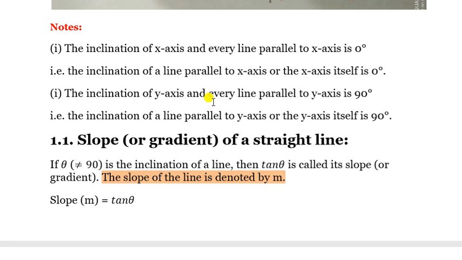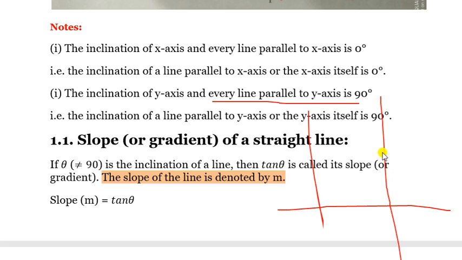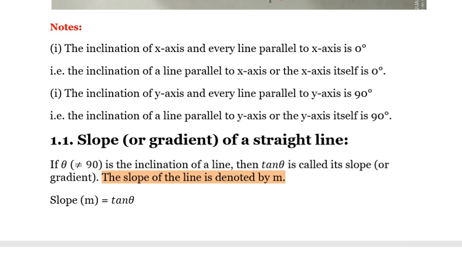Now I am going to explain for y-axis. It is written every line parallel to y-axis is 90 degree. Why? See, this is x-axis, this is y-axis. A line parallel to y-axis will be like this, and it will make a 90 degree angle with x-axis. So the angle of inclination for a line parallel to y-axis is 90 degree, and for a line parallel to x-axis is 0 degree.